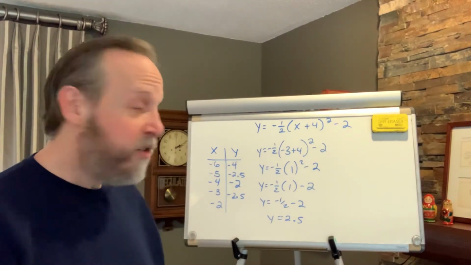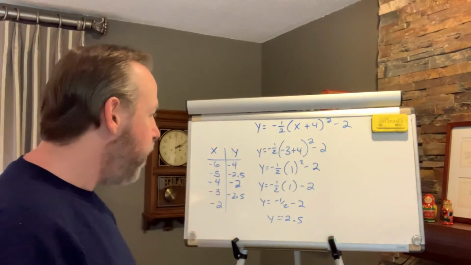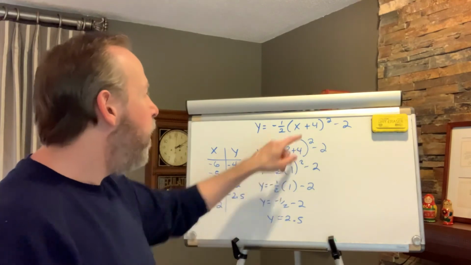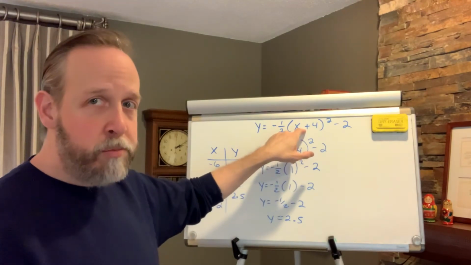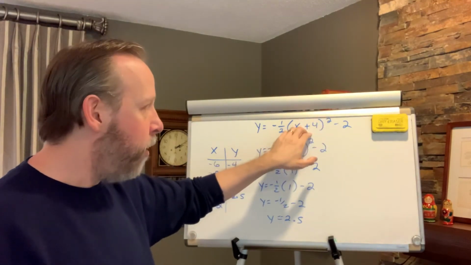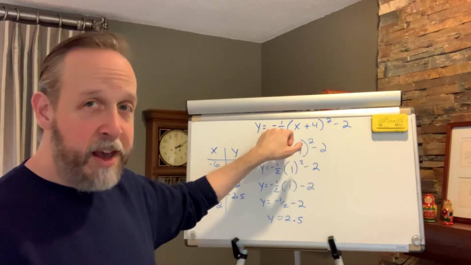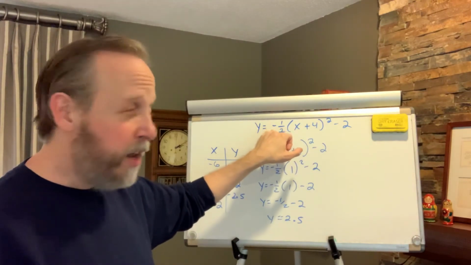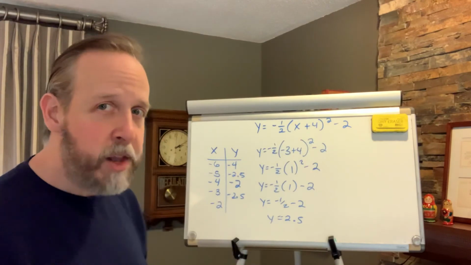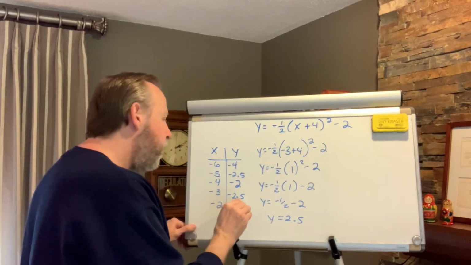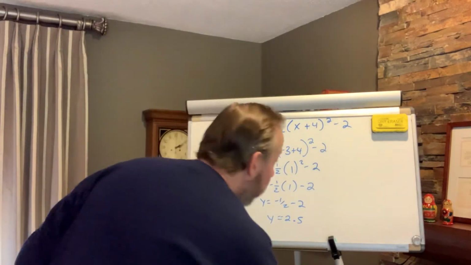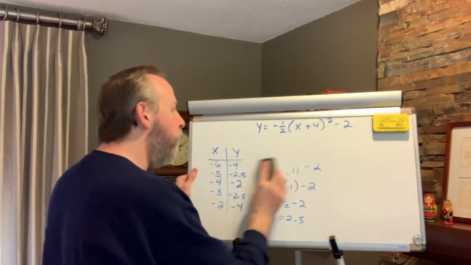All right, I'll break the suspense. When I plug in negative 2, I will get negative 4. Negative 2 plus 4 is 2. 2 squared is 4. 4 times negative 1/2 is negative 2. Negative 2 minus 2, negative 4. Okay, so we will get the symmetry we were looking for.